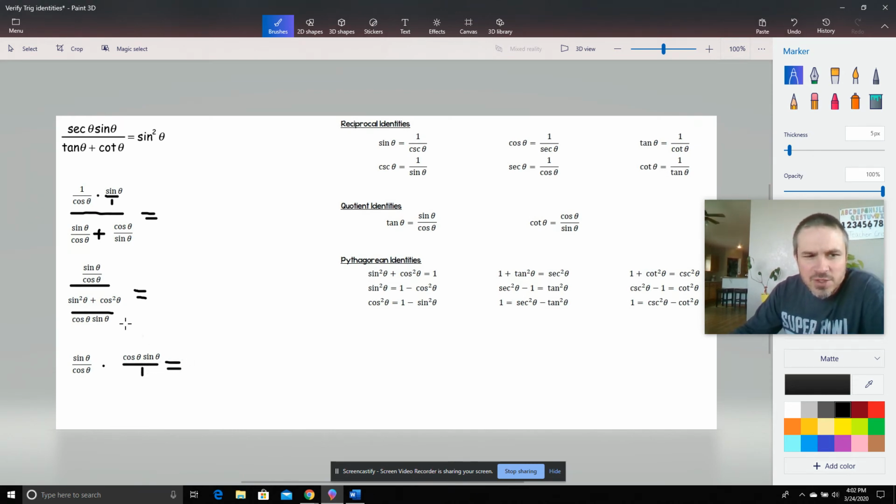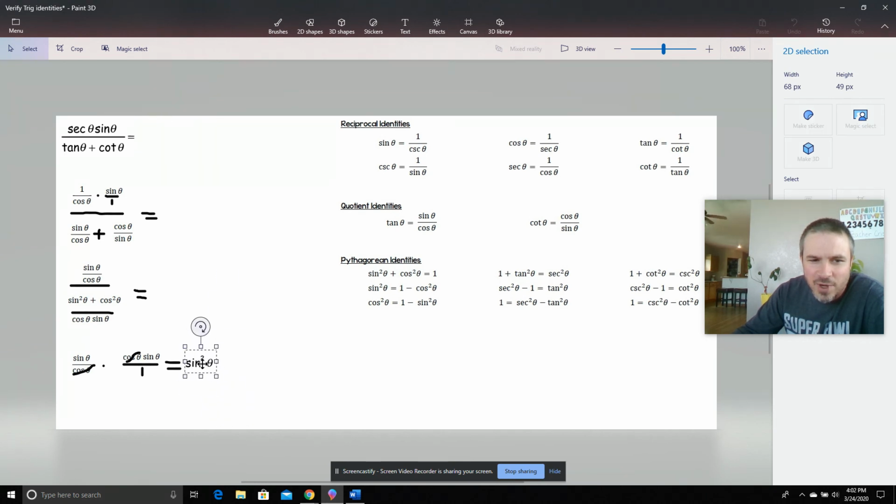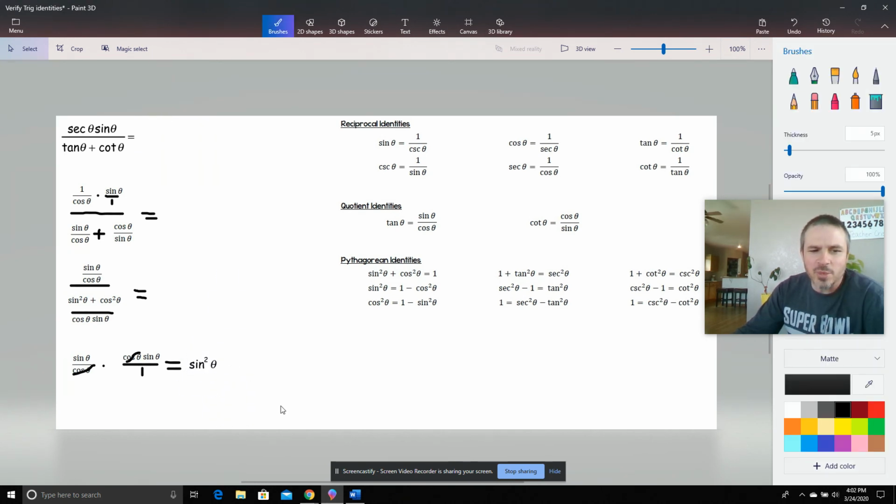We use the Pythagorean identity here, sine squared plus cosine squared equals 1, to turn this numerator into 1. What that does is now we're multiplying fractions, and we can eliminate these two cosines since it's cosine divided by cosine. What we get on top here is our final answer of sine squared theta. Remember, once we make the left side look like the right side, we've verified the identity and completed the task.